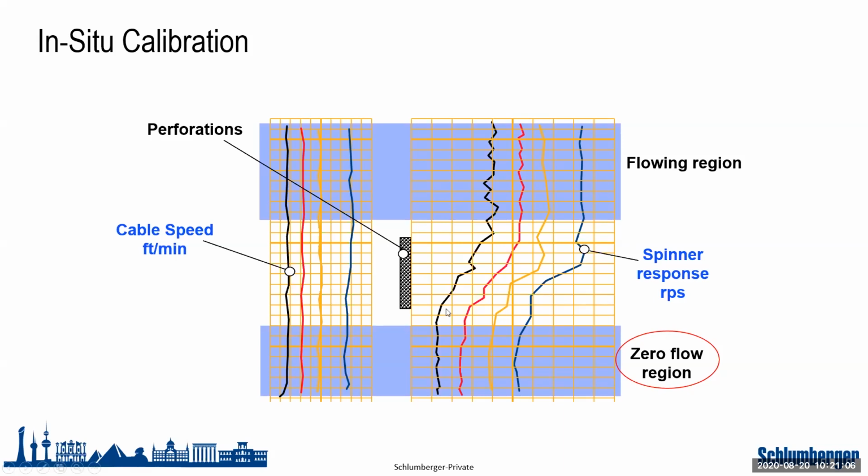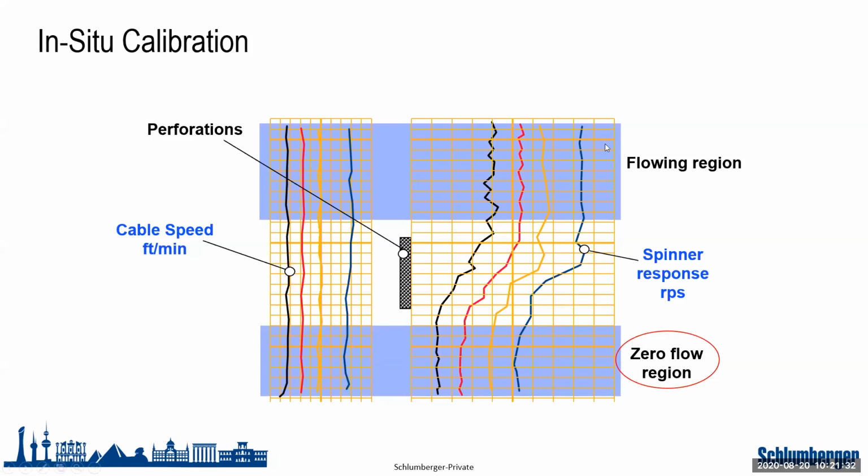Then I see that over here my spinner is increasing in magnitude. This is because now I have production entering from the perforation. I have flow entering from the perforation. My perforation is producing. So in this case, I have the cable velocity plus the velocity of the flow that is entering the wellbore through the perforation.